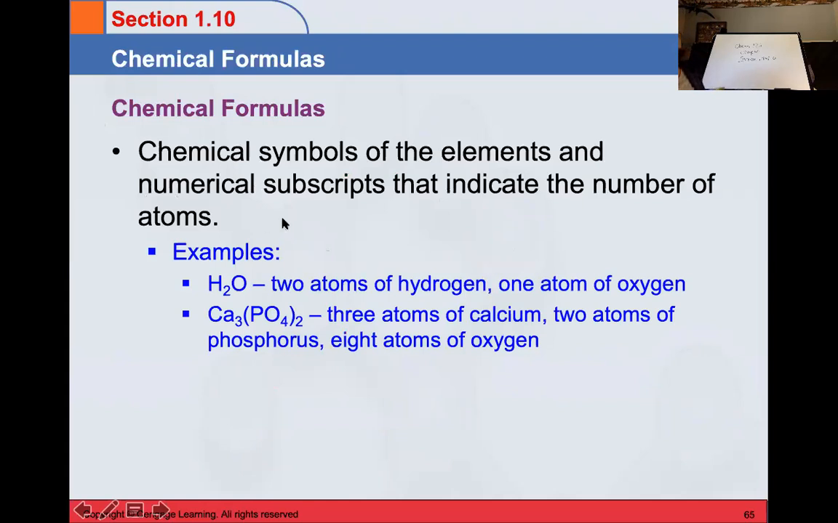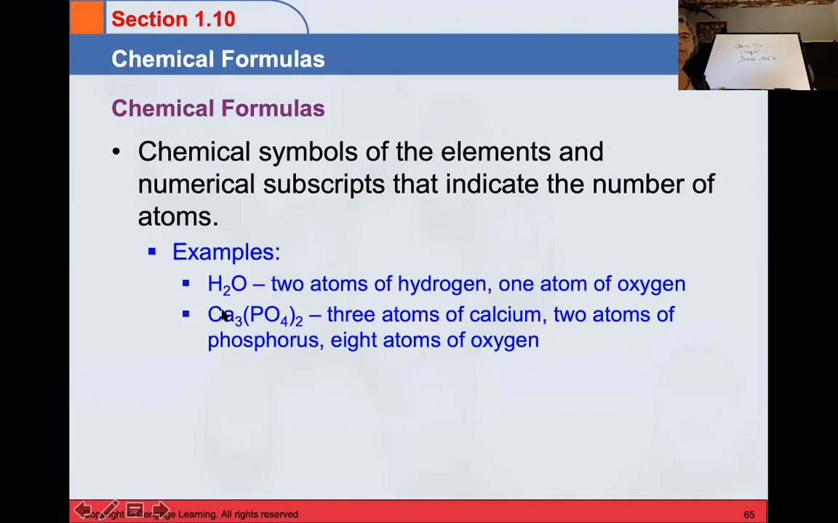And finally, let's just take a moment to look at some chemical formulas and what they mean. Chemical formulas are chemical symbols of the elements and numerical subscripts that indicate the number of atoms. We've already looked at a lot of formulas in this chapter. For example, the 2 here indicates that there are 2 hydrogens in a molecule of water. There's no 1 here, but in the absence of a 1, we just assume that there's only 1 of a given atom.